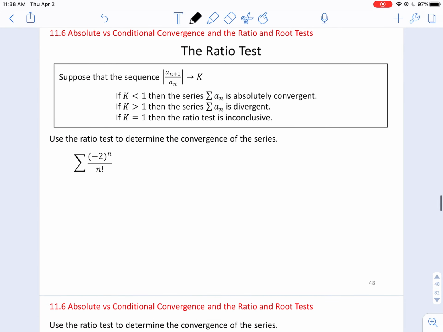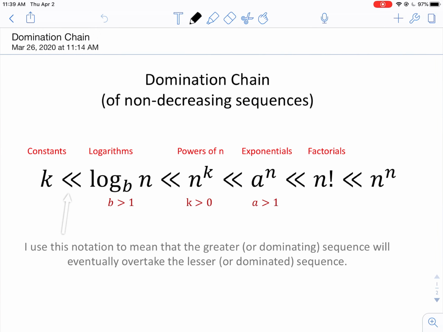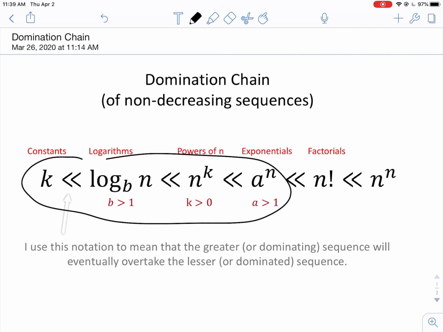We're going to learn 2 new tests. The first is the ratio test. The ratio test is going to be a test that's useful when you have sequences that involve factorials or powers that have an n, so like 3 to the n or n to the n. Here's our domination chain. We haven't really been exploring much this end of it. Cases where n is the power, like these 2 cases, or factorials. We've mostly been working in this realm so far with all the tests we've been developing.